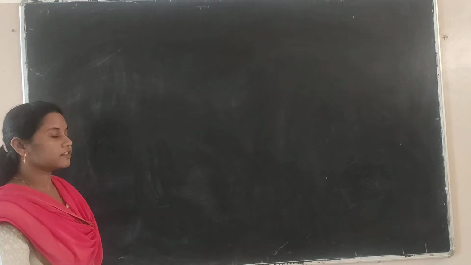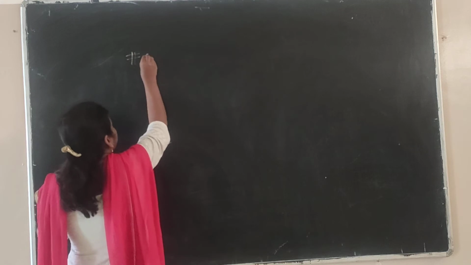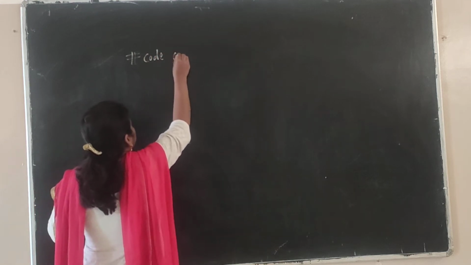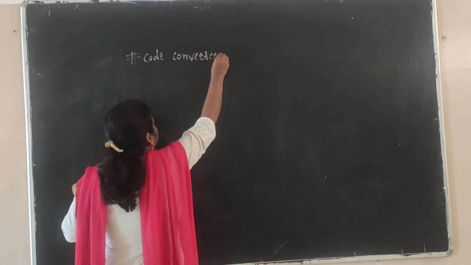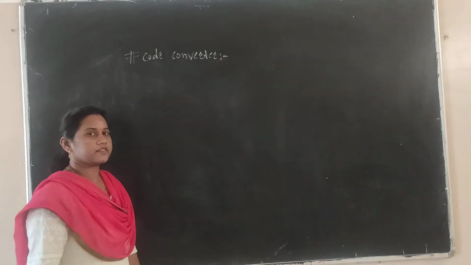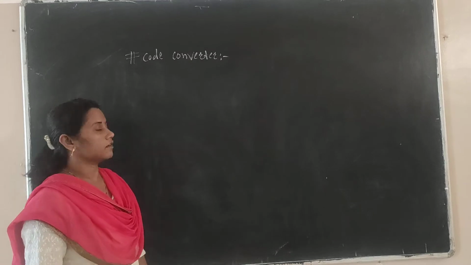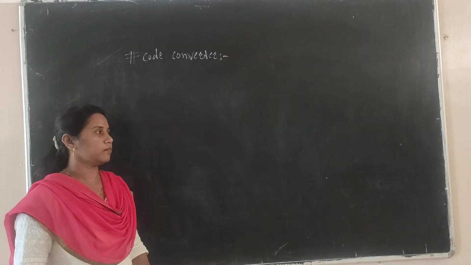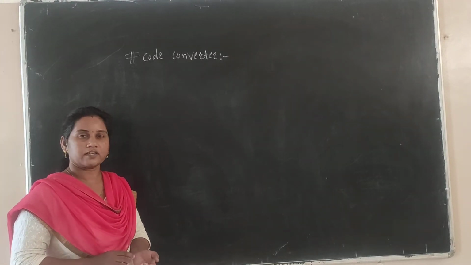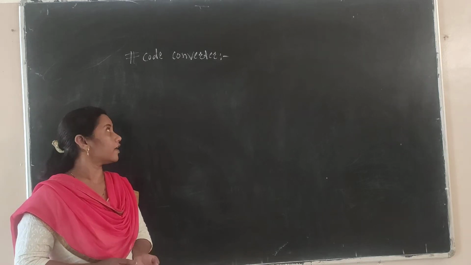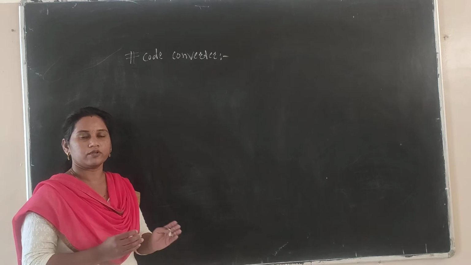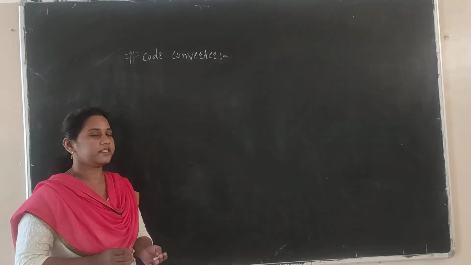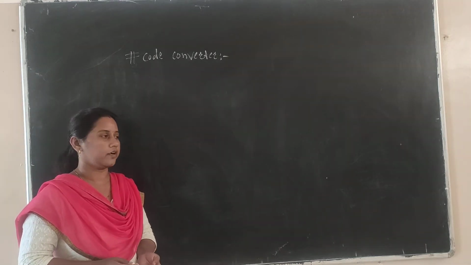From digital electronics, that is a code converter. Now first we will see what the code converter is. A code converter is nothing but a device. Converter means a device which converts the code from one form of code to another. That's why it is called a code converter.